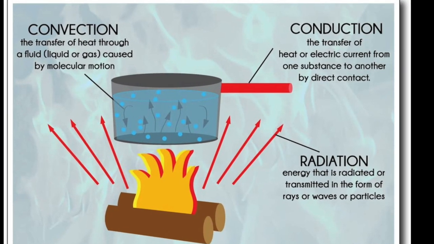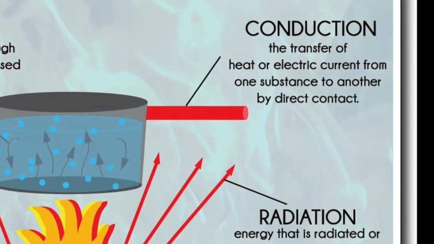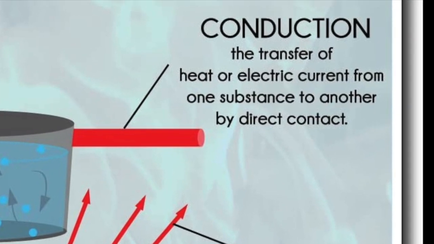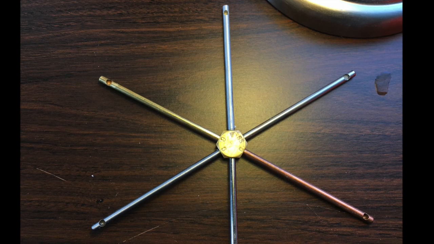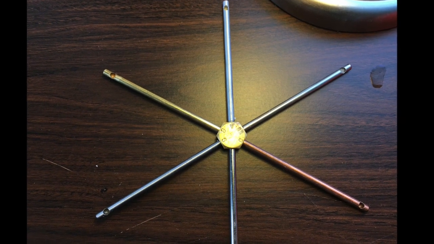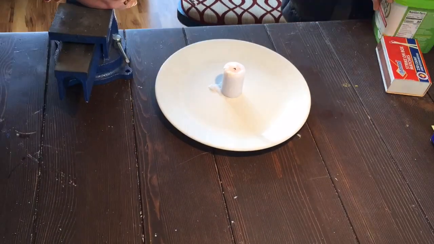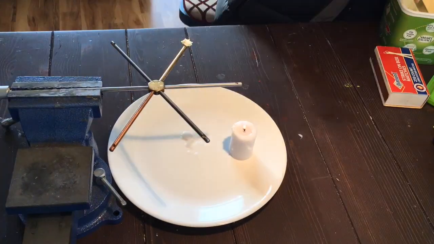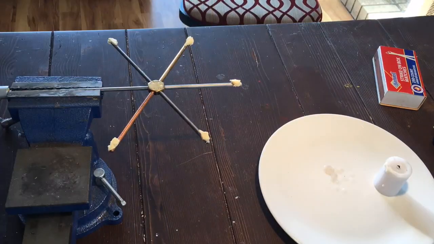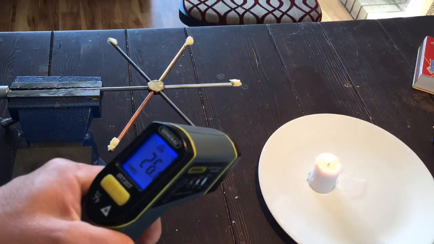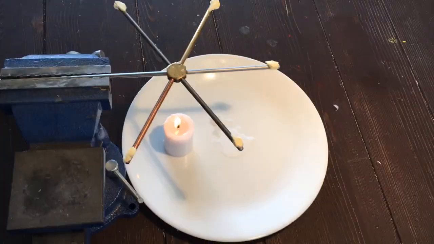Right now, we're going to look at each of these methods individually. And we'll start off with conduction, which is the transfer of heat from one substance to another by direct contact. Here I have a device that'll show us how different metals conduct heat. I'm going to place it in a vise, and we're going to put a candle under the center of this, I don't know what you would call it, but it has different pieces of metal pronging outward.